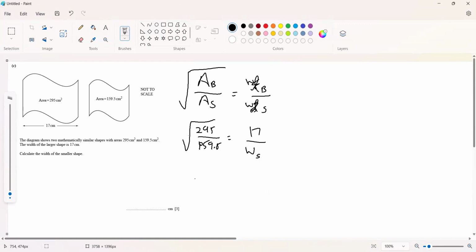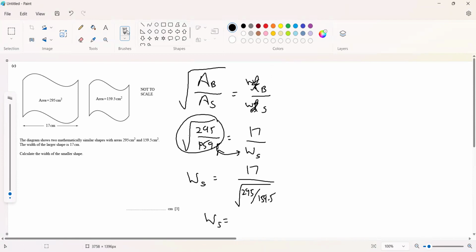We can reverse the calculation. So width of the smaller one is 17 over... So we can swap these two positions immediately if you want to retain more decimals. So it'll be 17 over square root of 295 over 159.5. And from there, we would get our answer already. Rest is calculator work. So that would be 12.5, correct to three significant figures, and it's quite accurate as well if you take all the decimal places. So that is the width of the smaller shape.